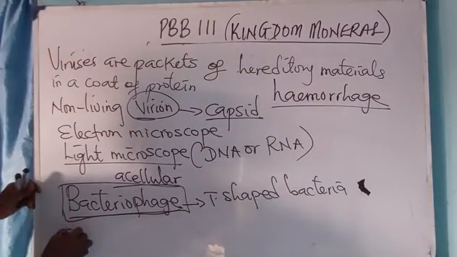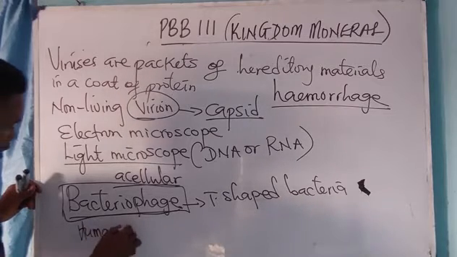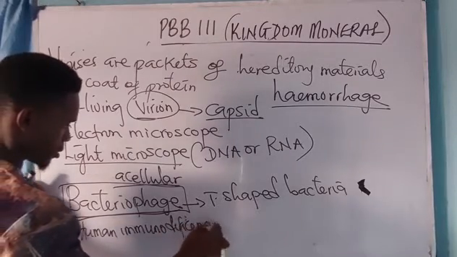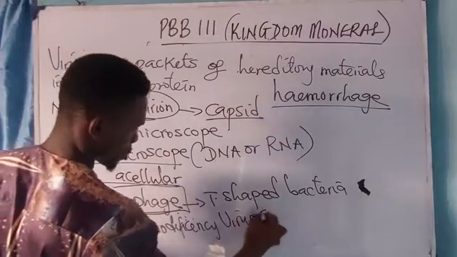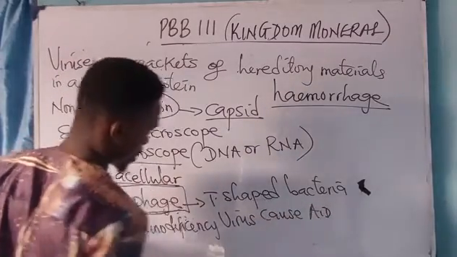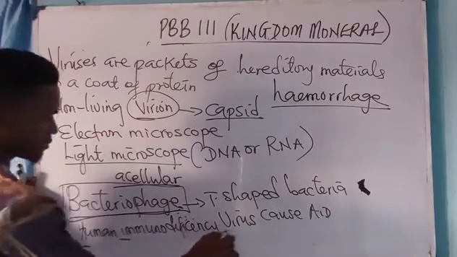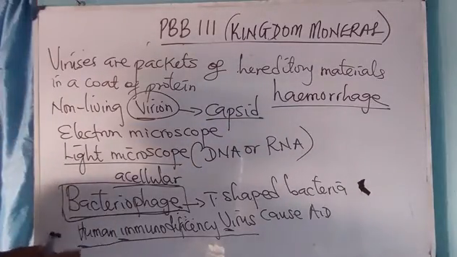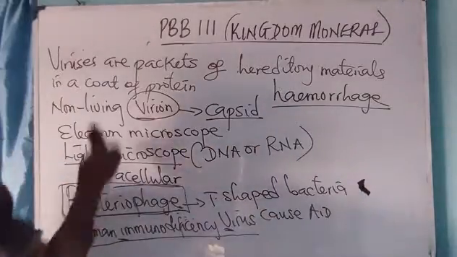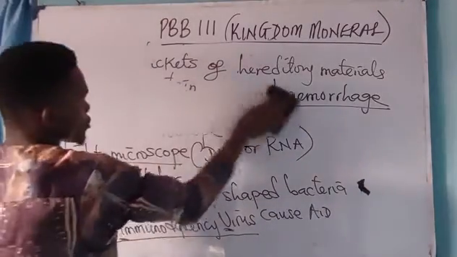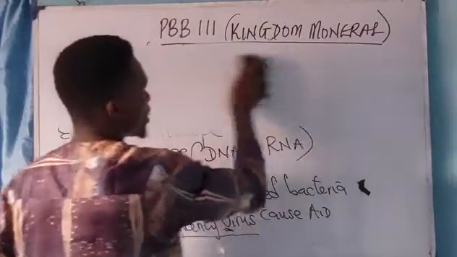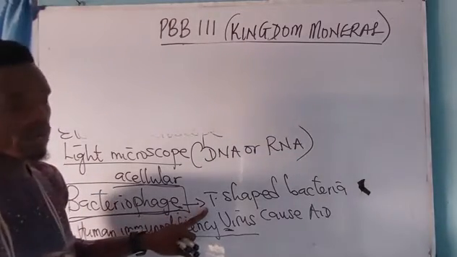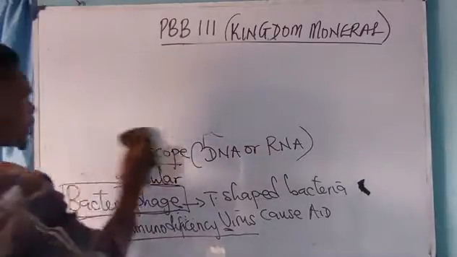Then the human immunodeficiency virus causes what? AIDS. That's HIV. That is the one that causes AIDS. But the one that causes hemorrhage is called bacteriophage. Now, you have different species of viruses. We have adenovirus, we have picornavirus, we have the Ebola virus. And this bacteriophage is actually what? An Ebola virus.